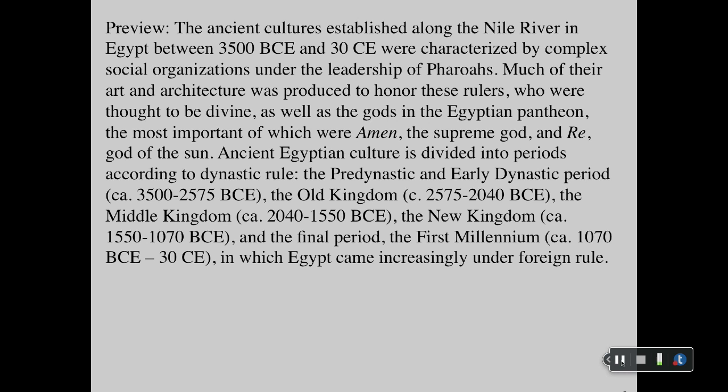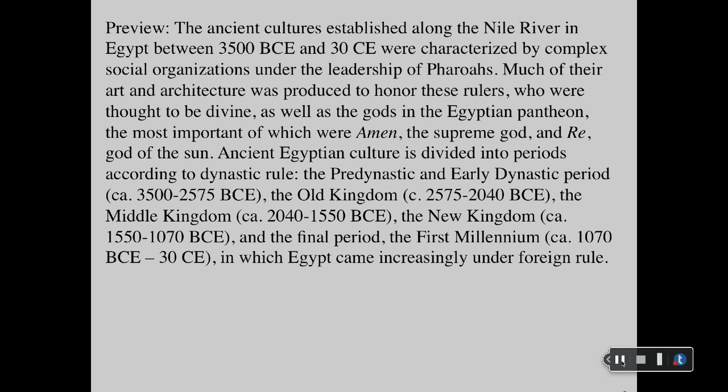The ancient Egyptian cultures established along the Nile River in Egypt between 3500 BCE and 30 CE were characterized by complex social organizations under the leadership of pharaohs. Much of their art and architecture was produced to honor these rulers, who were thought to be divine, as well as the gods in the Egyptian pantheon, the most important of which were Amun, the supreme god, and Ra, god of the sun. Ancient Egyptian culture is divided into periods according to dynastic rule.